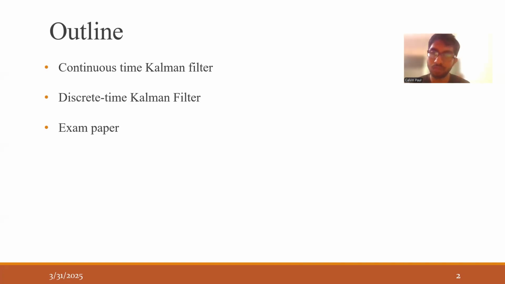So we will consider the continuous time Kalman filter, the discrete time Kalman filter, and the exam paper also. This paper is a pen and paper examination, so you will have to solve the sums. There will be marks for the steps you use for solving the sum. You will have to know the formula, write the equation, and do your mathematics step by step, and get the answer.